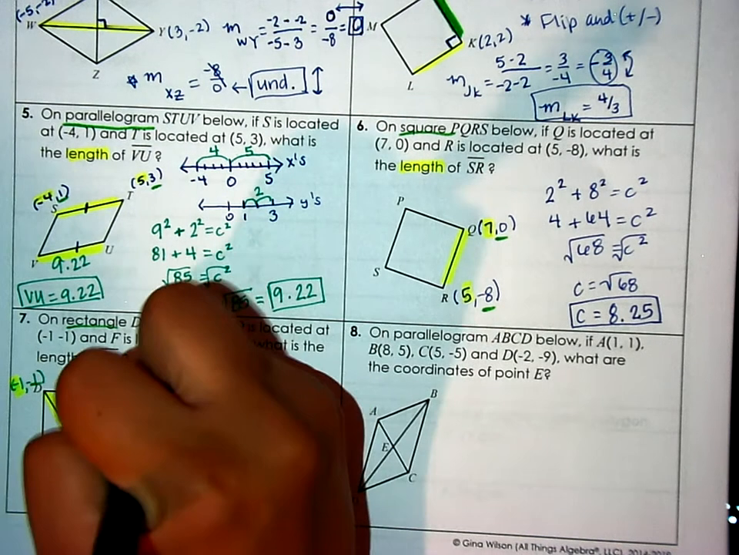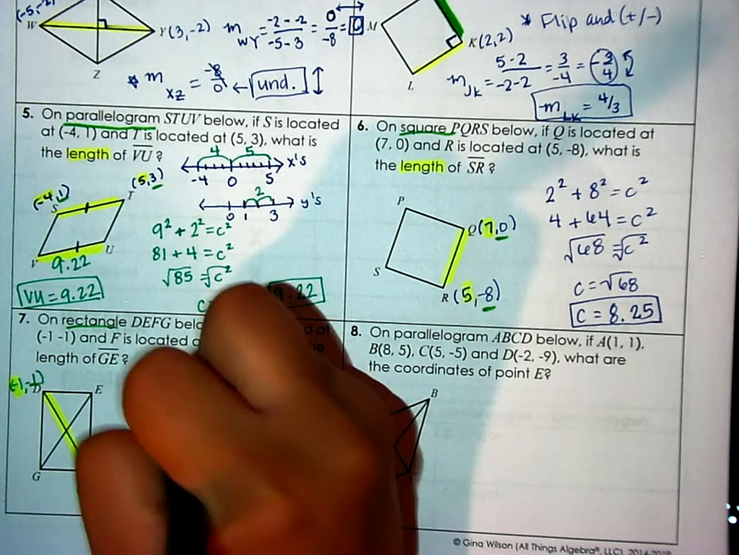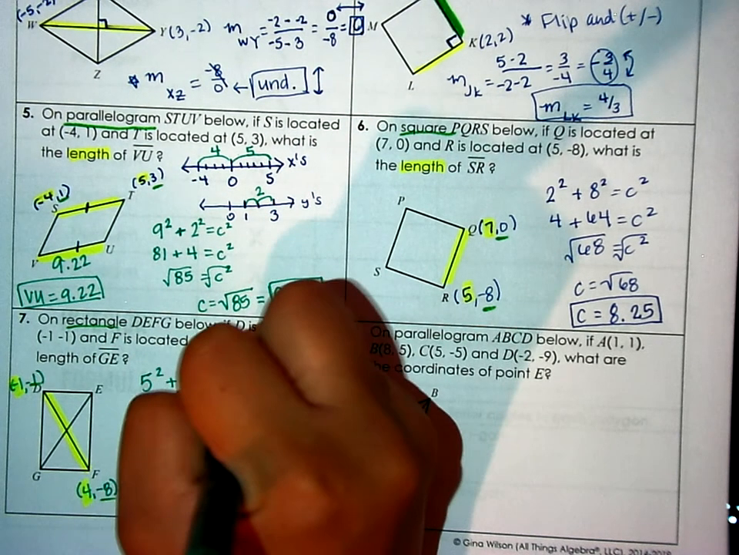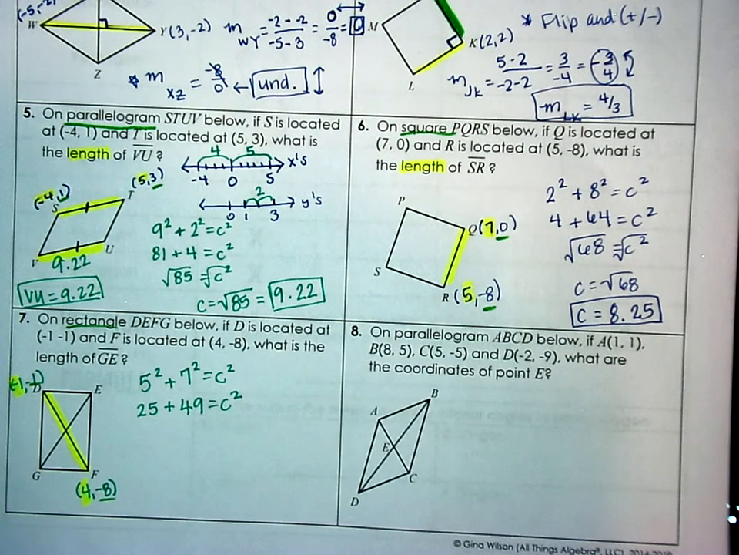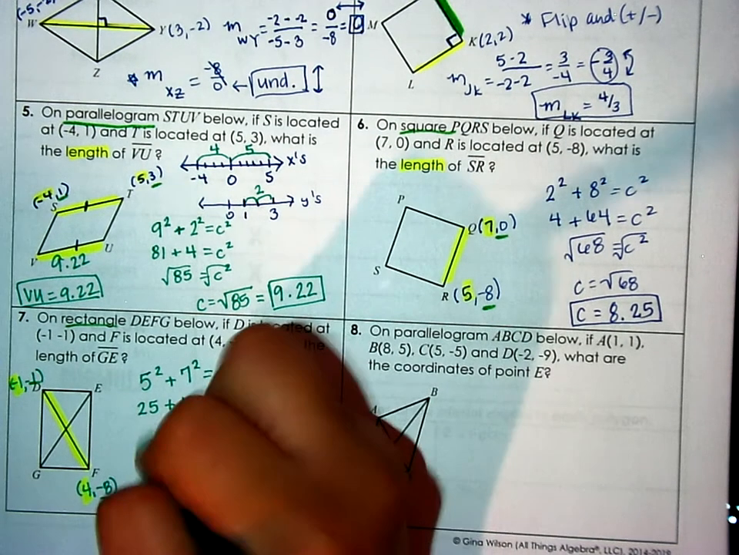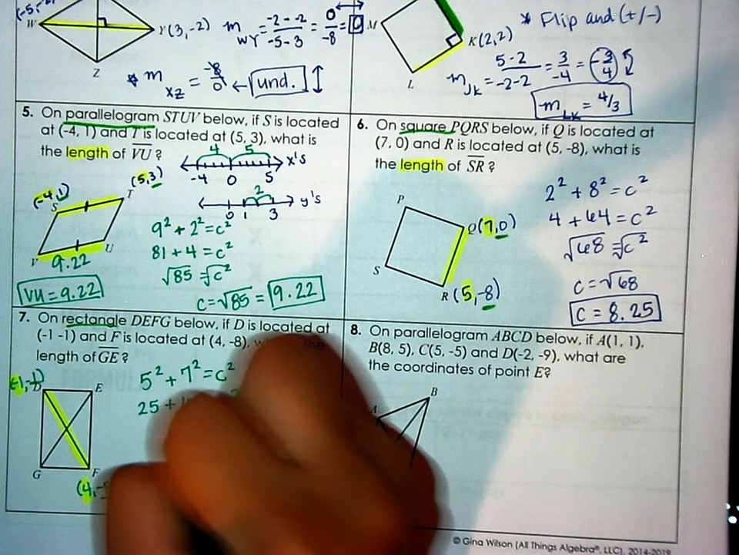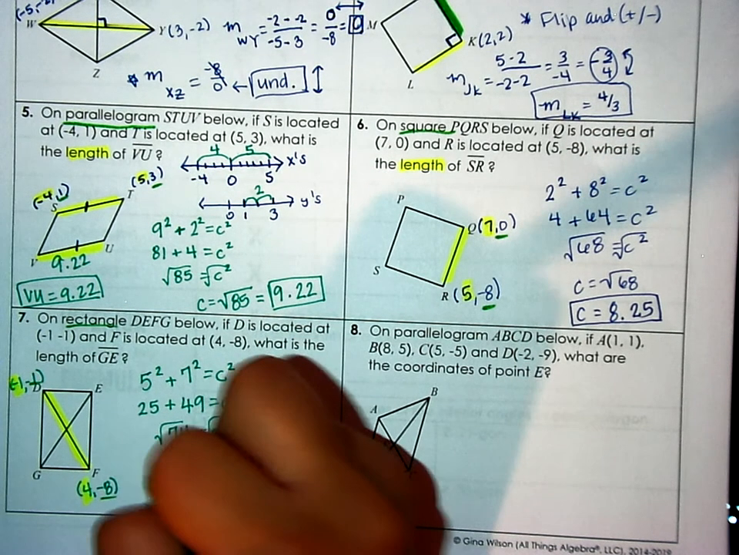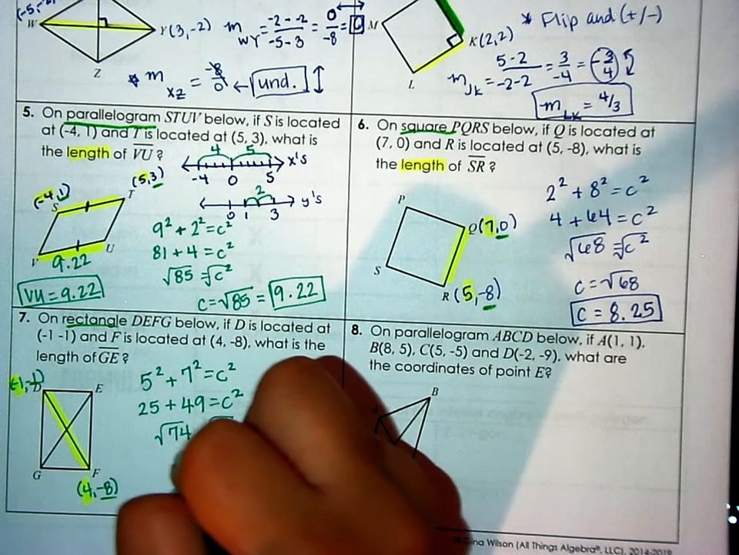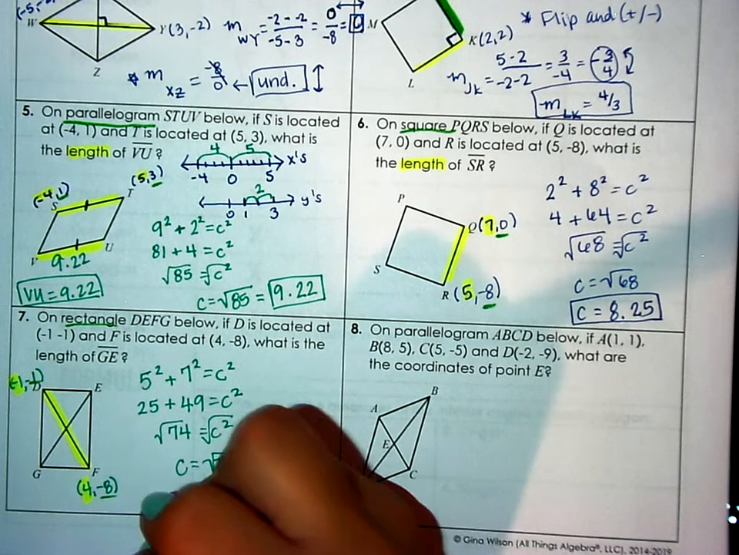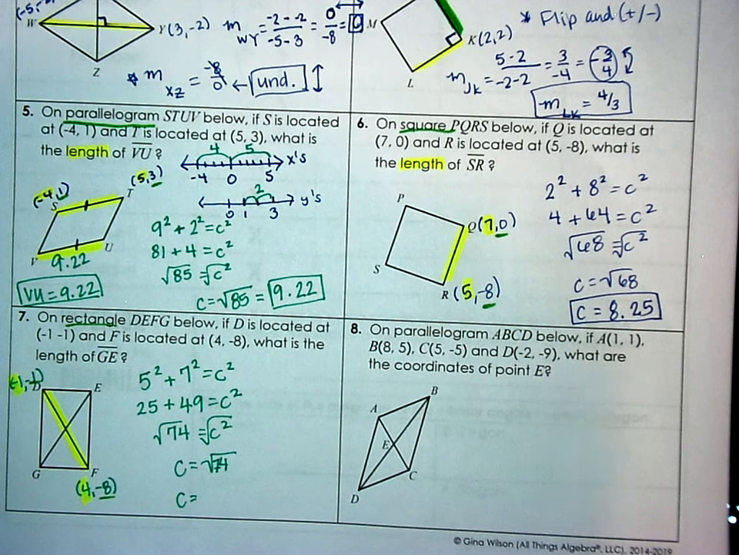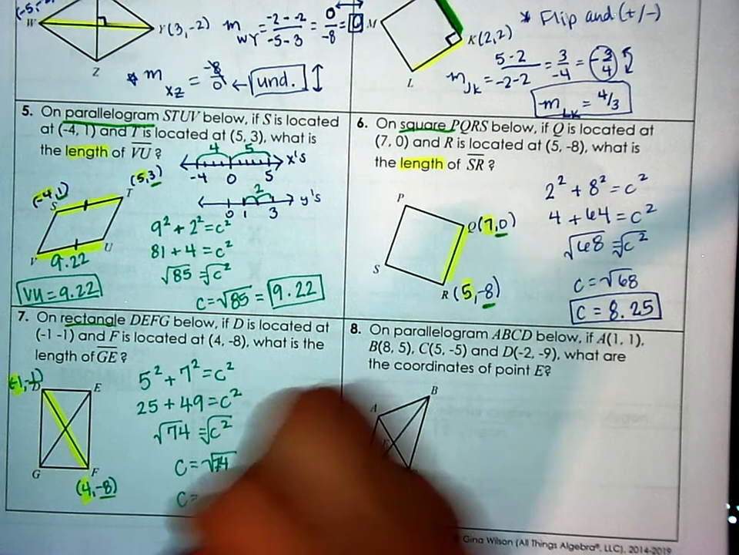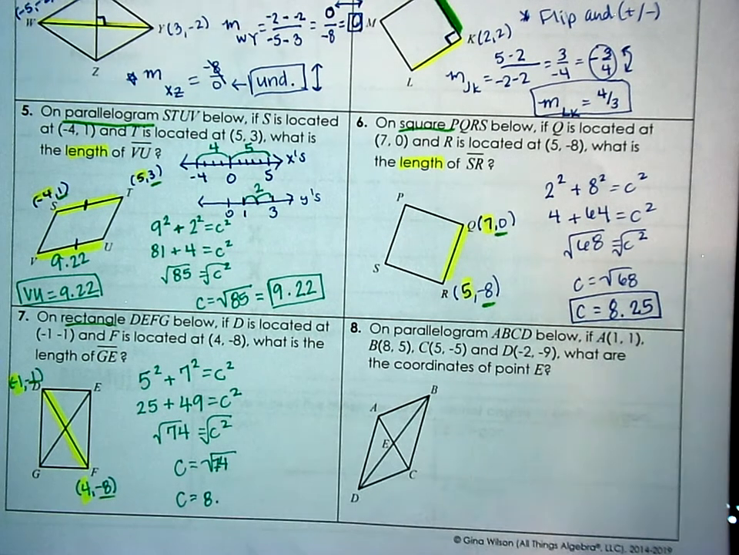So 5 squared is 25, plus 7 squared is 49. Okay, we add them together. 25 plus 49 is going to give me 74. Now that's c squared. Remember, we have to go through and square root it. C is equal to the square root of 74. We're going to round this to 2 places because 74 is not a perfect square. And we're going to get about 8.60.